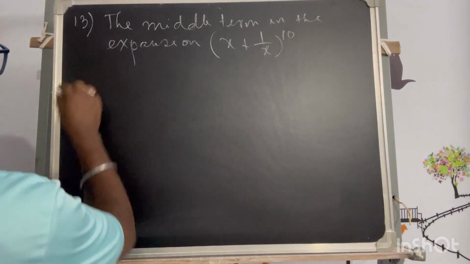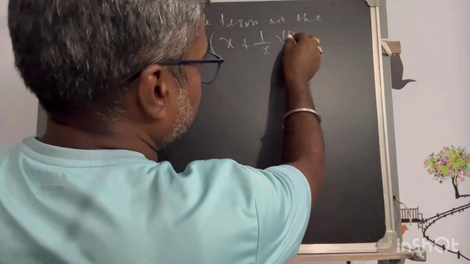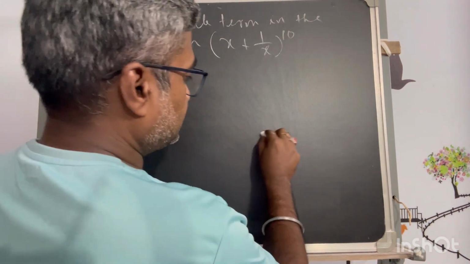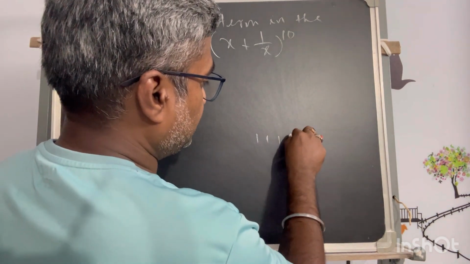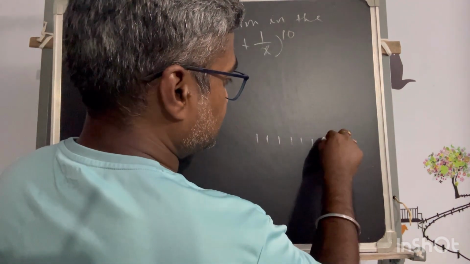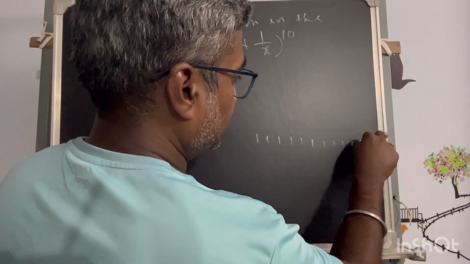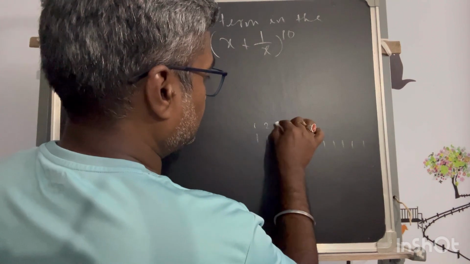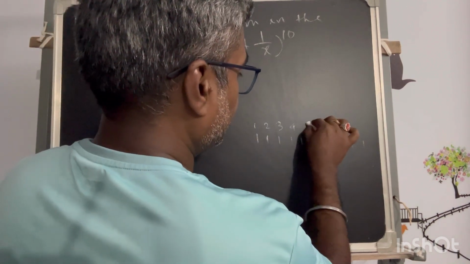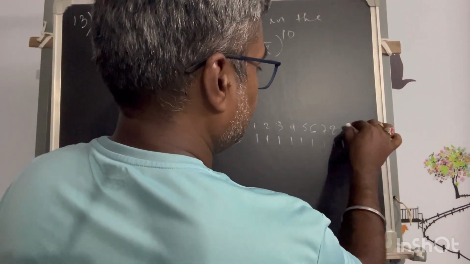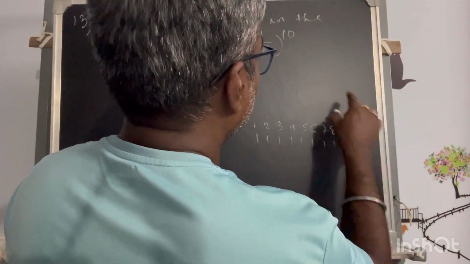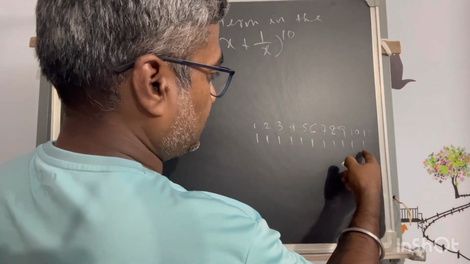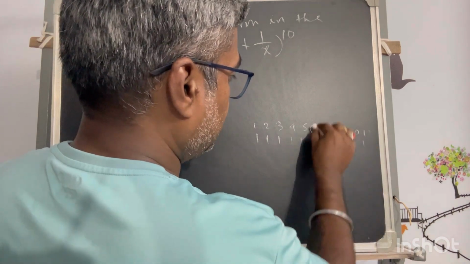Since the power is very small, I can show you practically also. So how many terms? 1, 2, 3, 4, 5, 6, 7, 8, 9, 10, 11. Because the power is 10, you get one more number of terms, so 11. So the middle term will be this one.